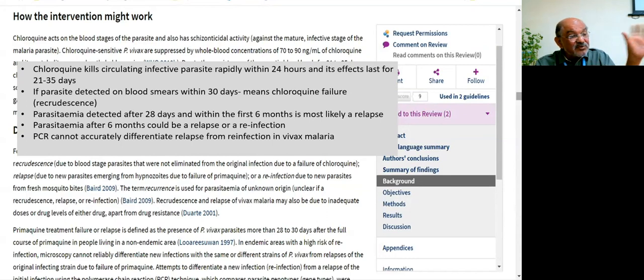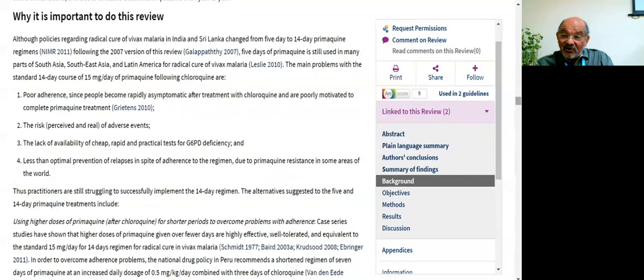And now we know we can't use PCR to say whether it's a relapse or reinfection like we can do with falciparum. So it's just a question of time. How soon after treatment did the relapse occur? So it's important to do this review because this actually was an update. We had already done this earlier and it kind of changed our policy to some extent. But there are many other questions.